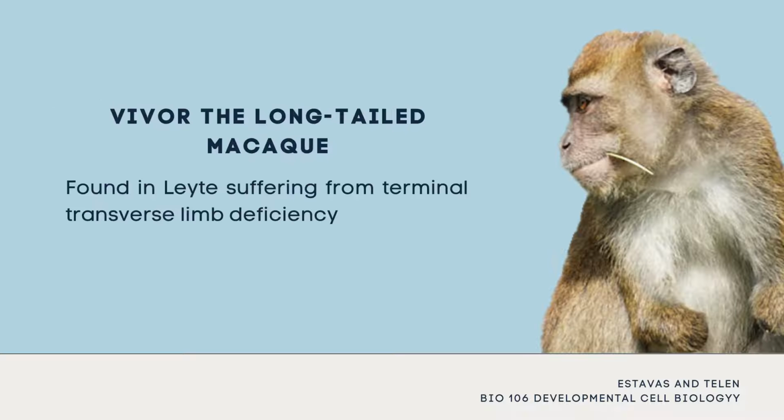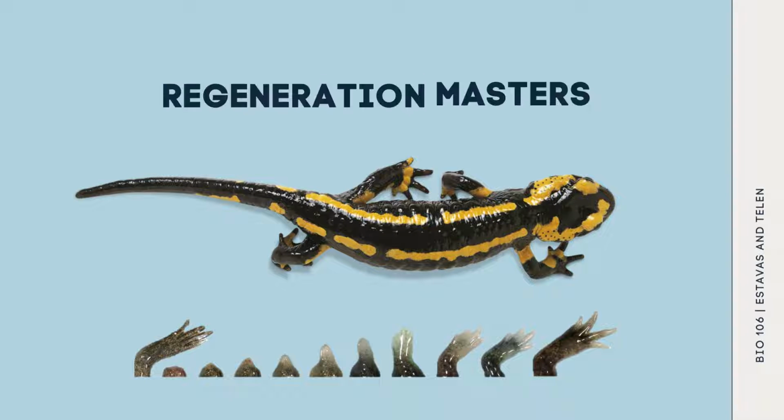limbs. But first, who is Vivor? Vivor is the mammal of the species Macaca fascicularis, also known as the long-tailed macaque. Vivor was born with a special condition wherein Vivor has incomplete limbs, specifically arms. Vivor specifically suffers from terminal transverse limb deficiency, where the development of Vivor's limbs was interrupted, thus Vivor is missing a portion of his arms and his hands completely.